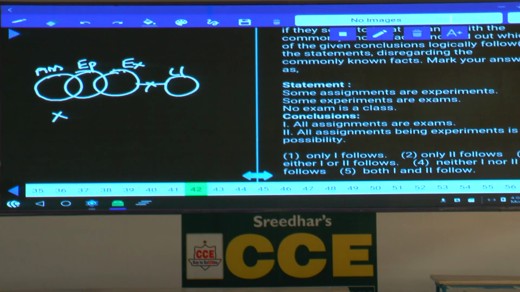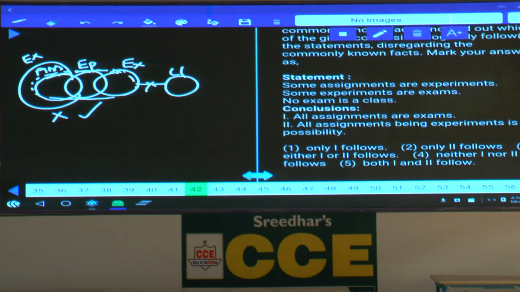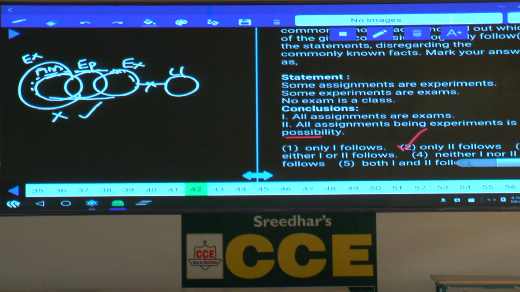Yes, all assignments are experiments means assignment can be drawn like this. If you draw like this, then what happens here? It has become true. Or else you can draw this experiment like this. In either of these cases, it is definitely true. Hence, what is your answer? Second one is possible. Hence, only conclusion 2 follows, that is choice 2 is the answer. Now, here it is based on a possibility. Possibility means if you are able to prove a single case, it itself is enough. Now, I have proven a case wherein all the assignments are experiments is possible.